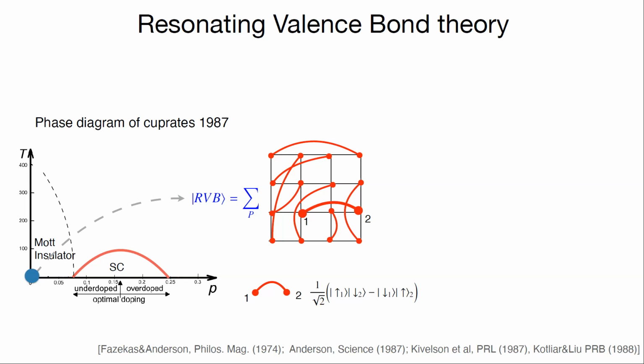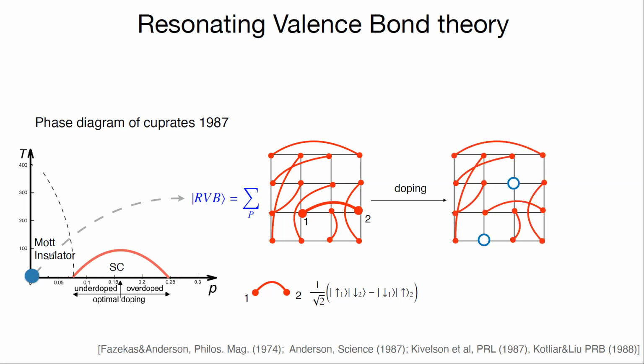This RVB state is actually a quantum spin liquid. And it's a state which is a superposition of all sorts of singlet bonds between different sites of the square lattice. Okay.